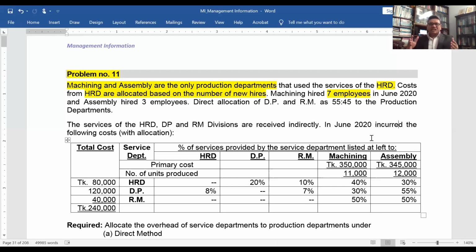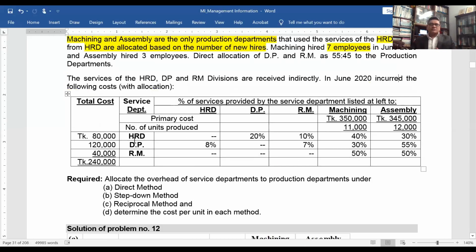In June 20, the following costs were incurred, with allocation. Look here, this is the total cost: HRD 80,000, data processing department 1,20,000, and risk management division 40,000. Total cost is 2,40,000. And here, look, the percentage of service provided by each service department to the other departments.